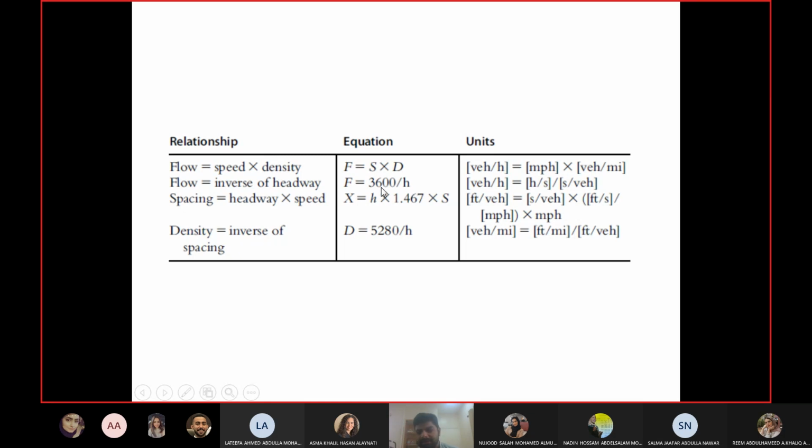Now, what is this 3600 doing here? They are saying flow is the inverse of headway, so flow should be 1 upon H. What is this 3600? It is the number of seconds in an hour.